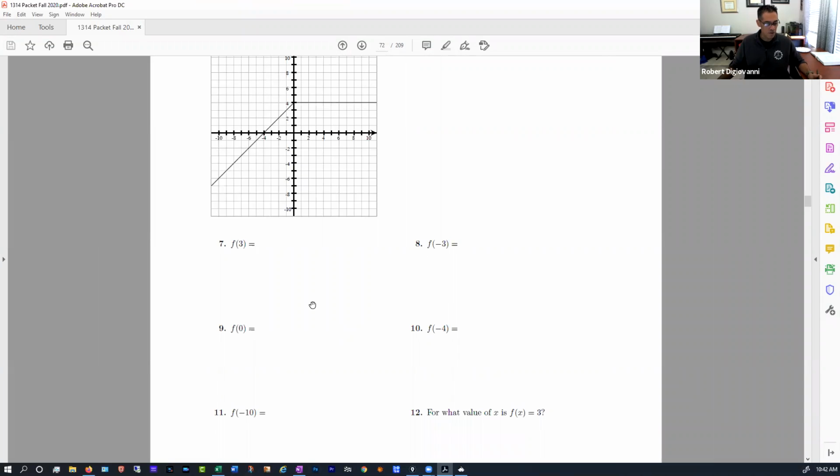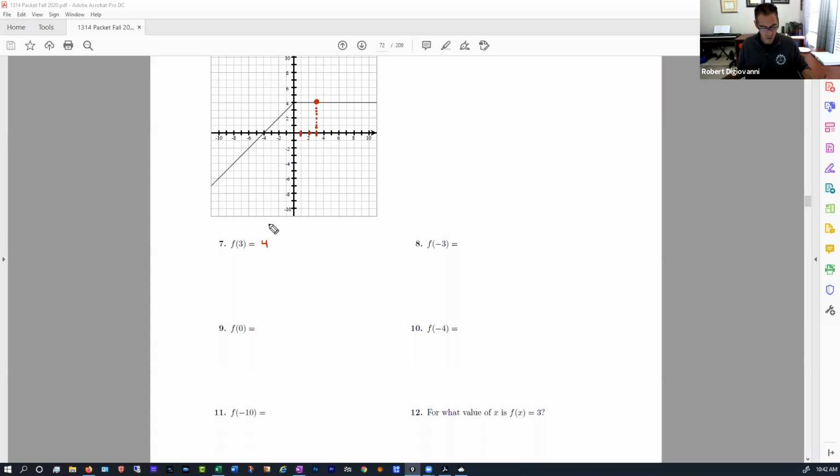All right, so the first question here is what is f of 3? So that means I want to go to the x value of 3 and figure out what the y value is. So I go to 1, 2, here's 3, I go up. Here's the point, and that y value of that point is 4. Do we all agree with that? The y value of that is 4, so it's 4.